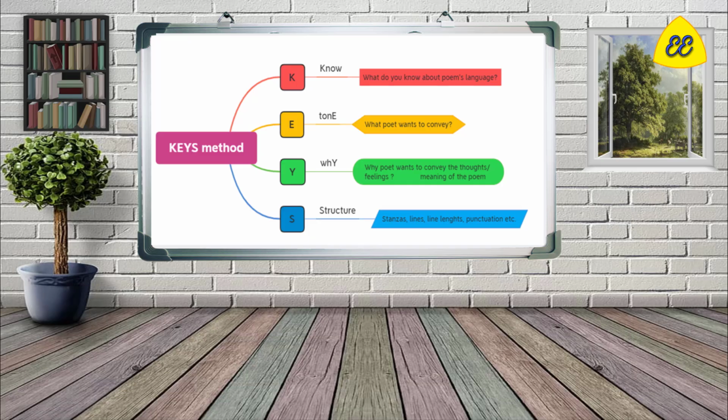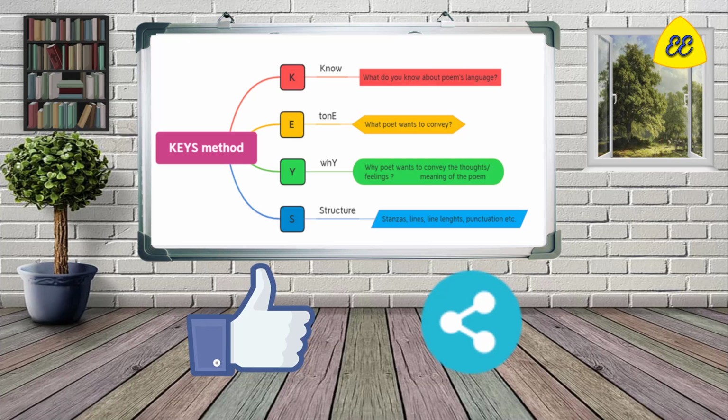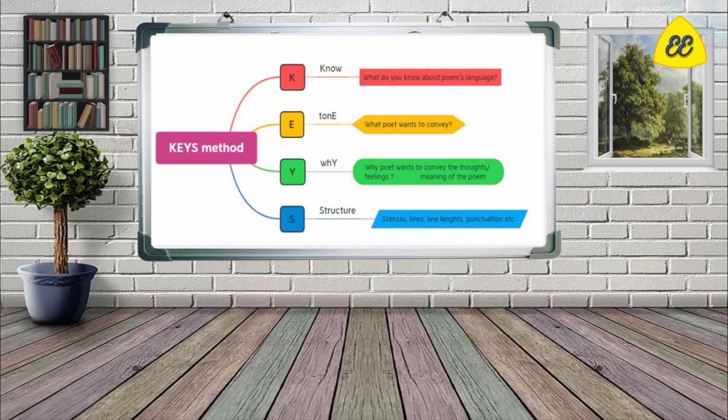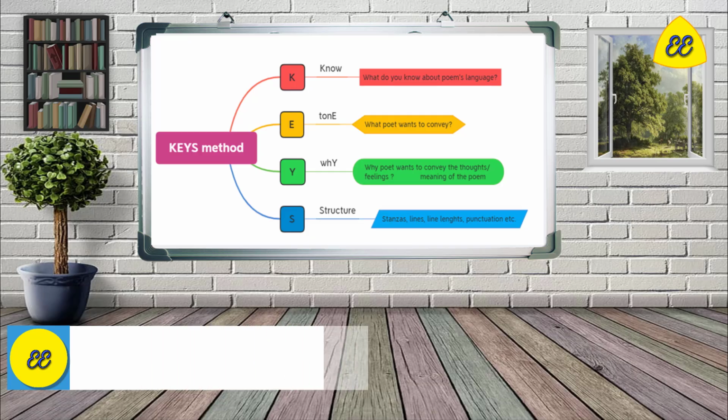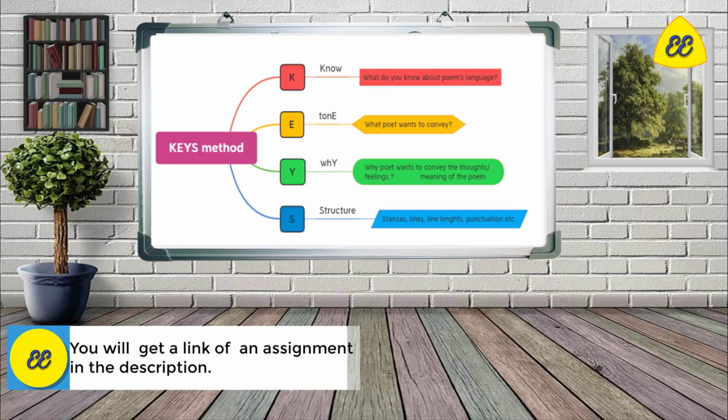Second letter is E, and the word is tone. What poet wants to convey? Consider the words of the poem. They usually reveal the tone, like happy, angry, spiritual, etc. Third letter is Y, and the third word is why. Why poet wants to convey the thoughts or feelings? In other words, what is the meaning of the poem?